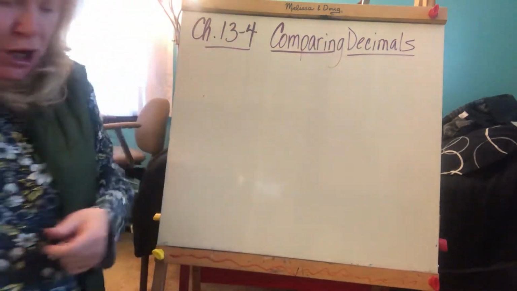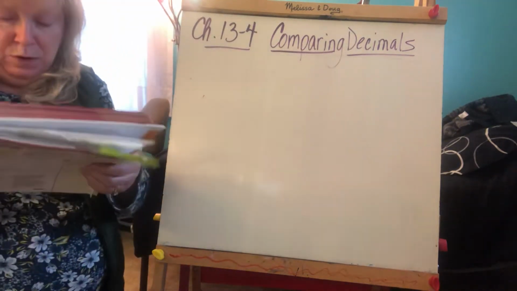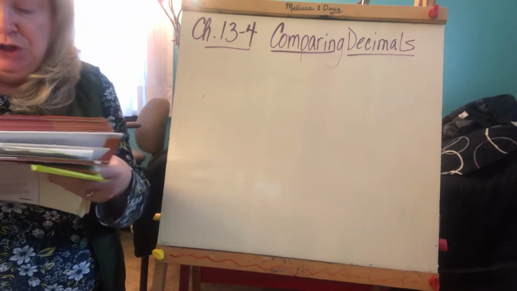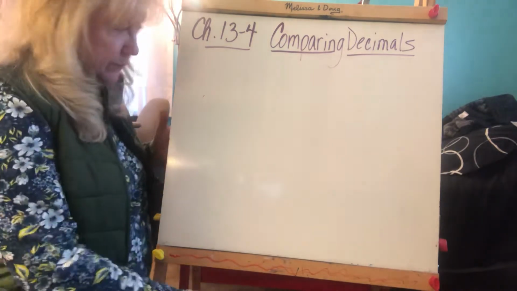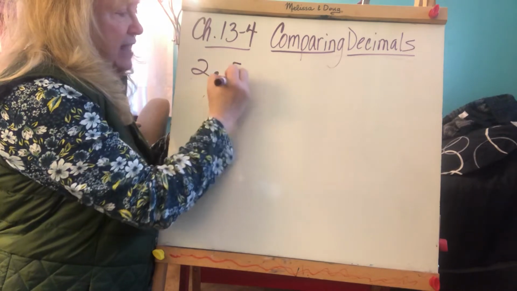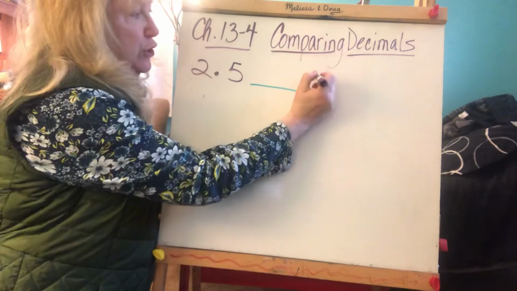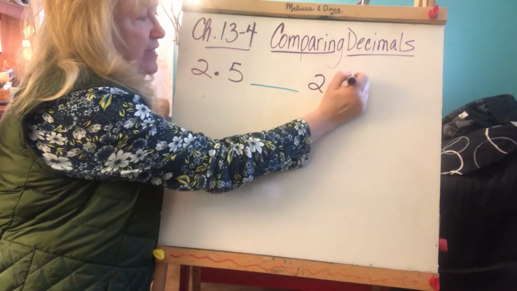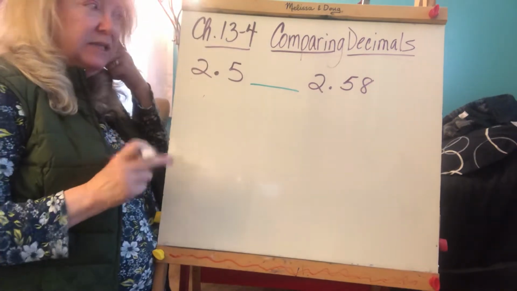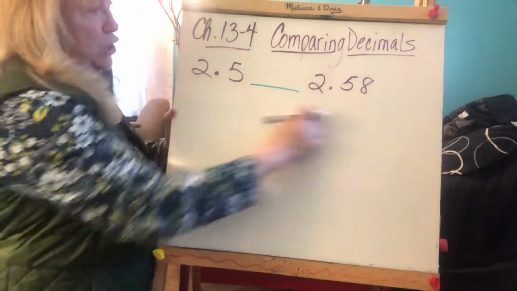Alrighty. So you've got your notes all copied down. Now, let's suppose you were given 2 and 5/10, and you need to compare it to 2 and 58/100. Okay? You need to compare these using greater than, less than, or equal to symbols. All right. So look at here.